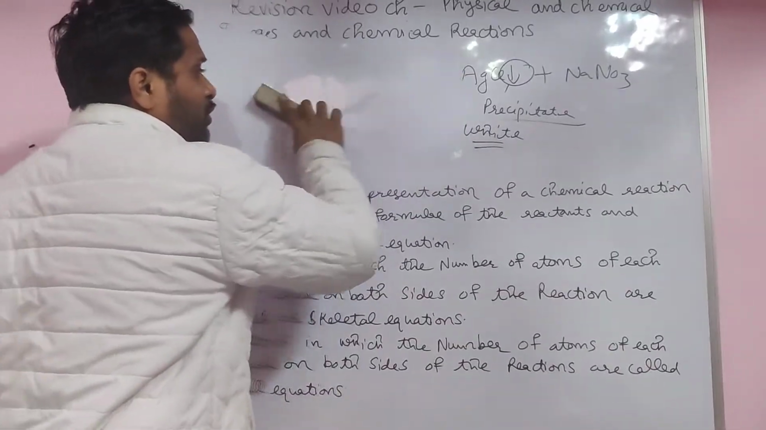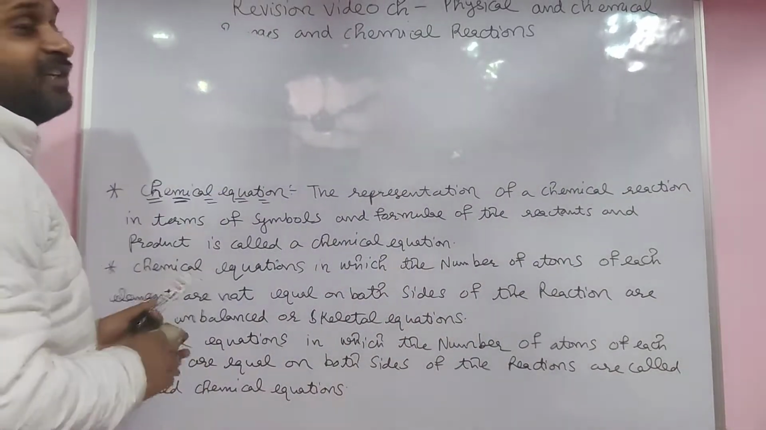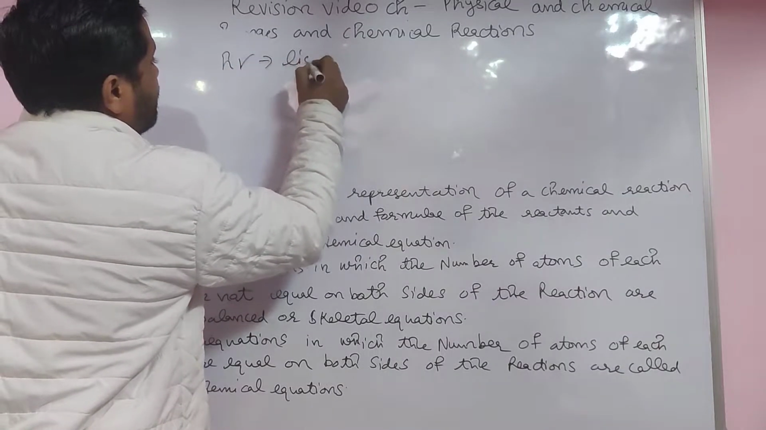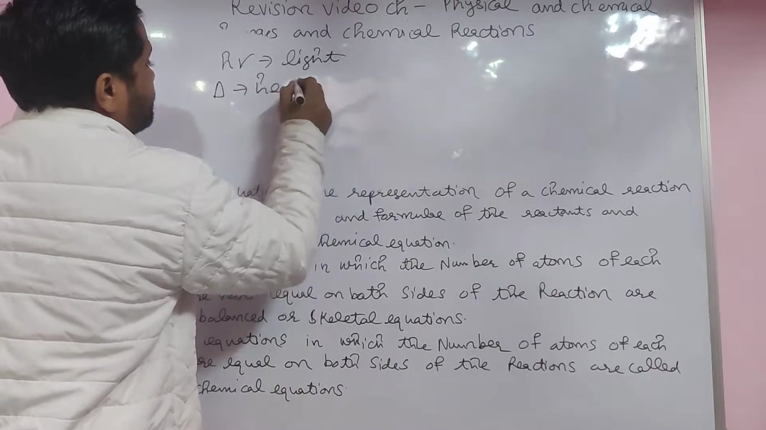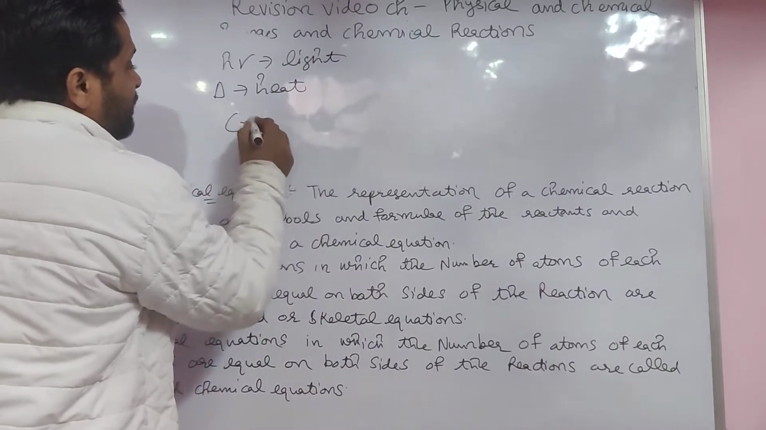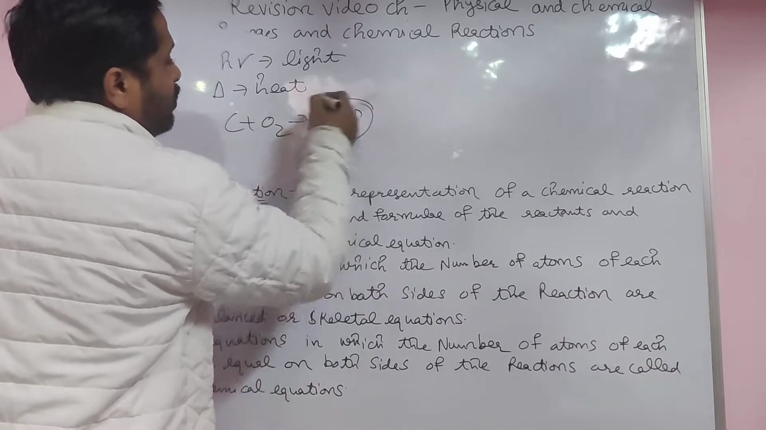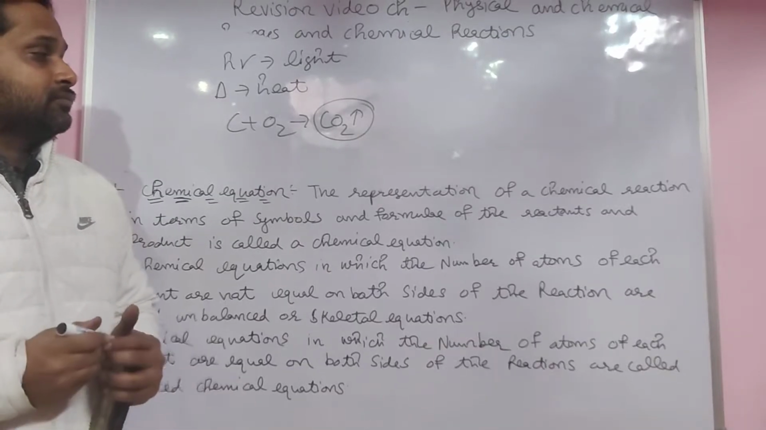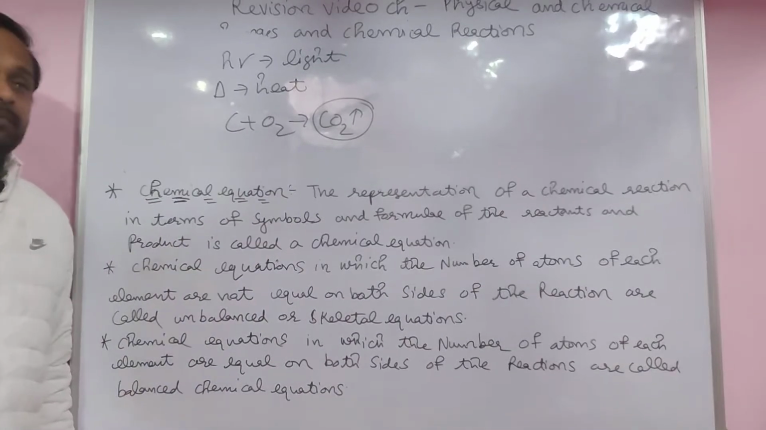I already told you, the left side is always the reactant and the right side is the product. If the symbol is hν, that is used for light, a photochemical reaction. If a triangle, that is used for heat. If it is C plus O2 giving CO2, an up arrow means gas only. So these are some characteristics of the chemical equation.